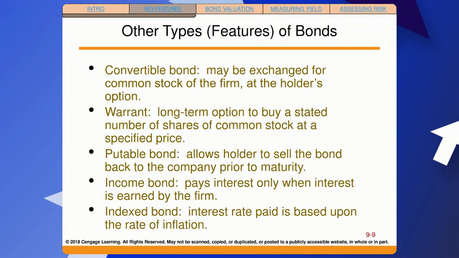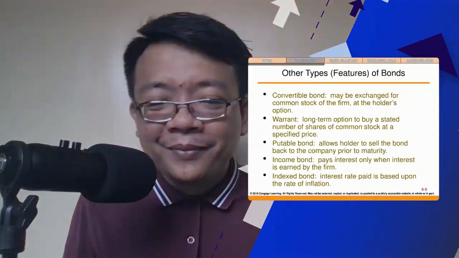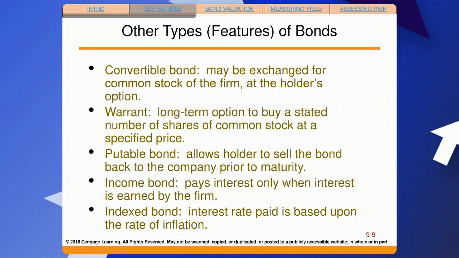Alright. So, other types of bonds. So, of course, in your FAR, we discuss about convertible bonds, diba? Maybe exchanged for the common stock of the firm. Alright, what do you mean of this, sir? So, meaning, if you have a coupon rate, diba? If you have a coupon rate, the convertible bonds may be exchanged for common stock of the firm at the holder's option. Okay? You have also here long-term option to buy stated number of shares of common stock at a specified price. Okay? Parang pangat yung ano, hindi siya basta sa putable bond. Alright. Anyway, the putable bond allows holder to sell the bonds back to the companies prior to maturity.